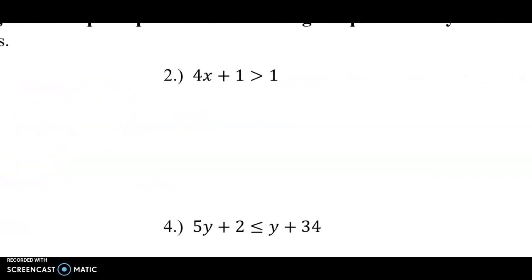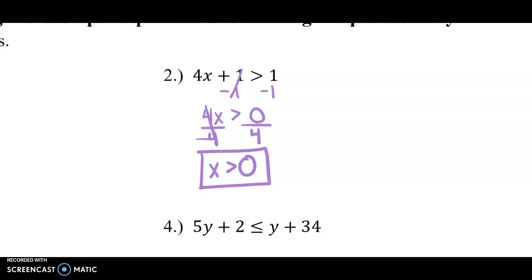In number 2, first thing I'm going to do is subtract 1 from both sides. So 4x is greater than 0. To get x alone, I divide both sides by 4. And I'm left with x is greater than 0 divided by anything is still just 0. So x is greater than 0 is my final answer.